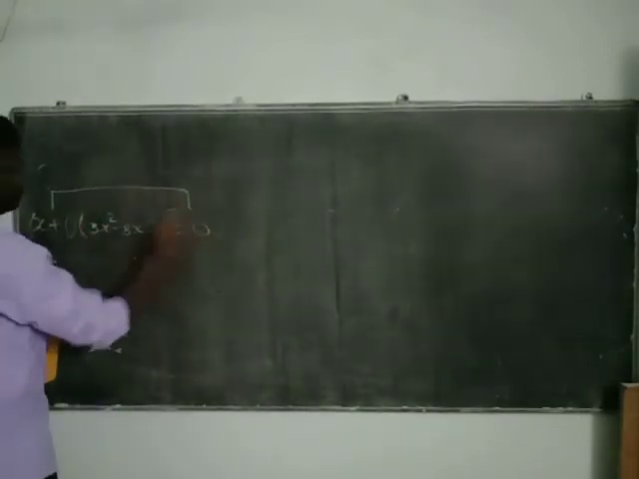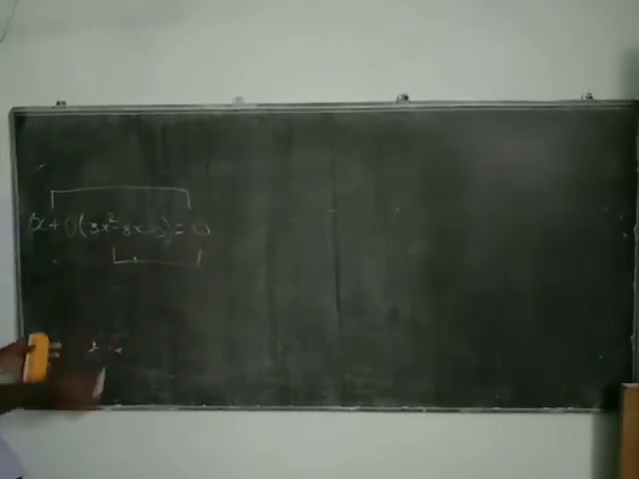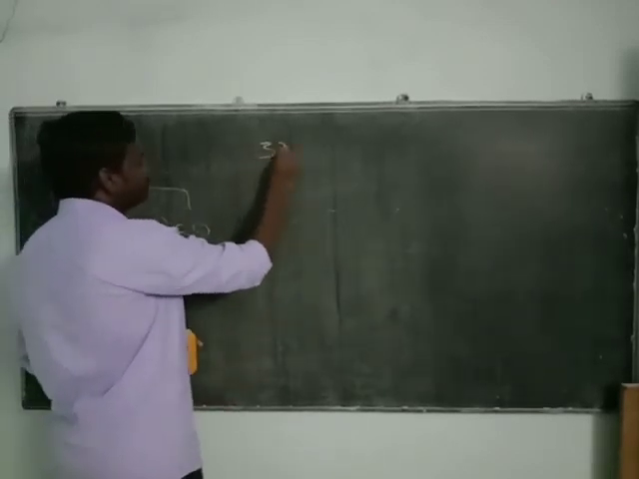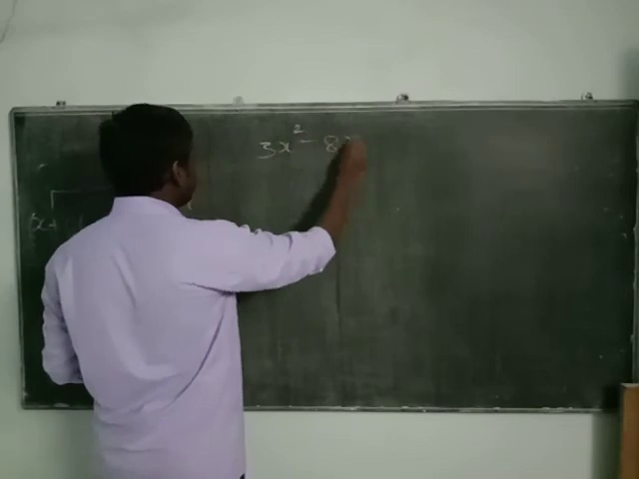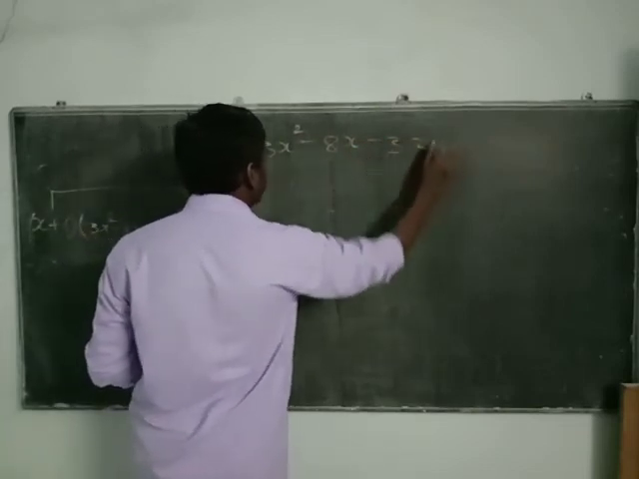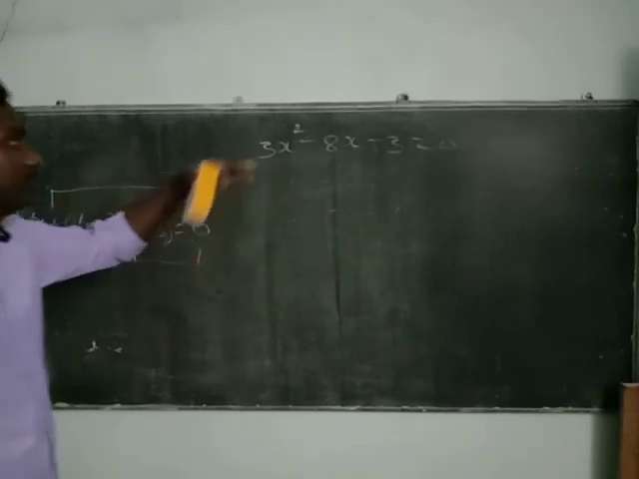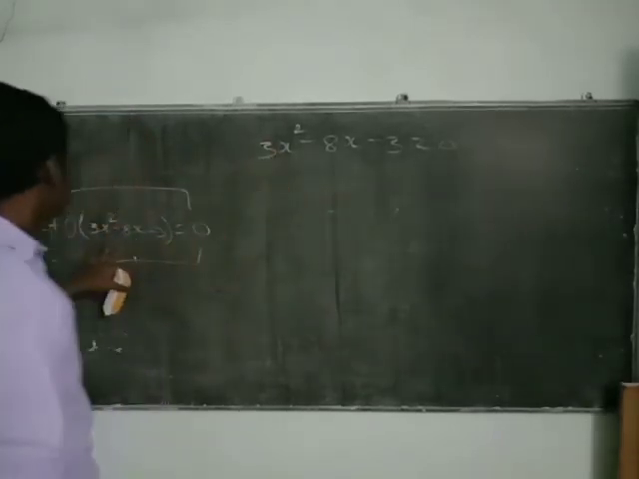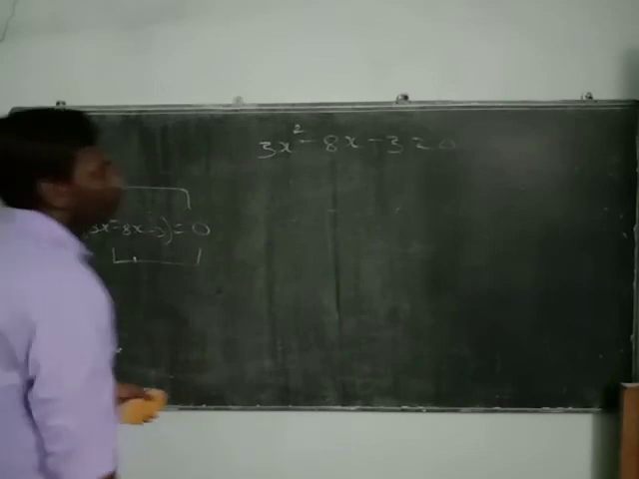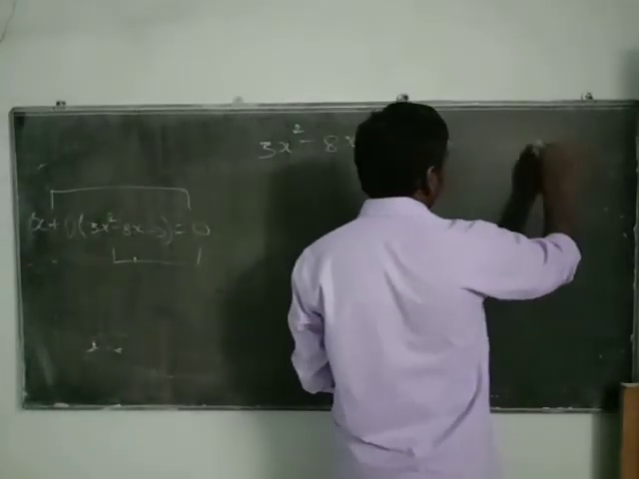Either this must be equal to 0 or this must be equal to 0. Both can also be 0. So 3x square minus 8x minus 3 is equal to 0. By solving this, again you will get the values. So how to solve? Let me go with the factorization method.